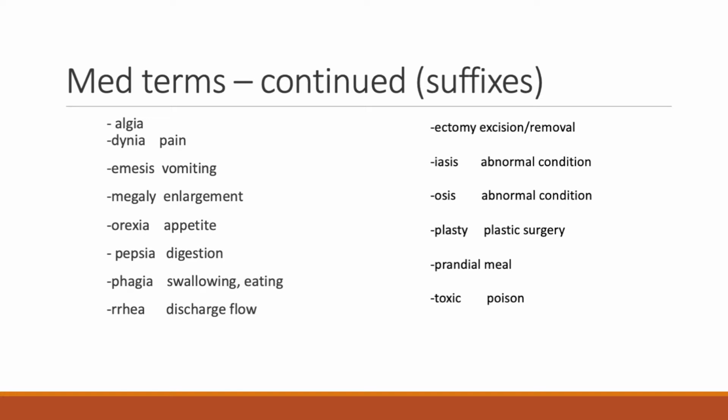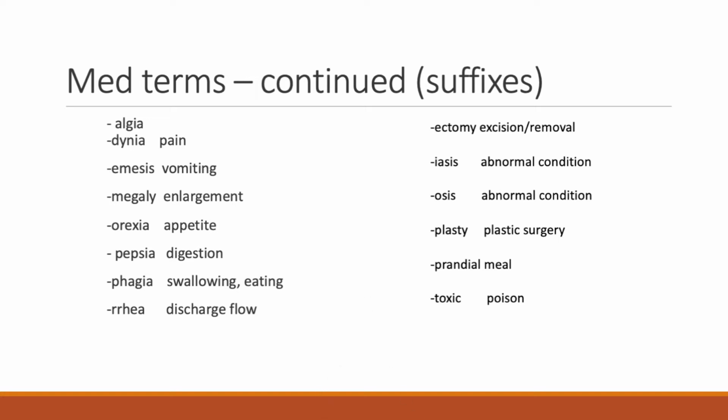Ectomy is an excision or a removal, so colonectomy is the removal or the excision of the colon. Iasis is abnormal condition, as well as osis. Plasty is plastic surgery. If they have to do surgery in an area to improve its function, rather than trying to remove it, it would be plasty. Prandial is meal, and toxic is obviously poison or something that is negative to your body. So those are all the med terms.